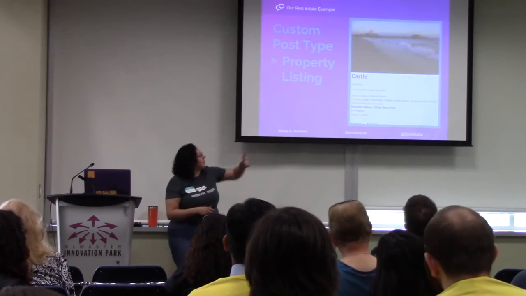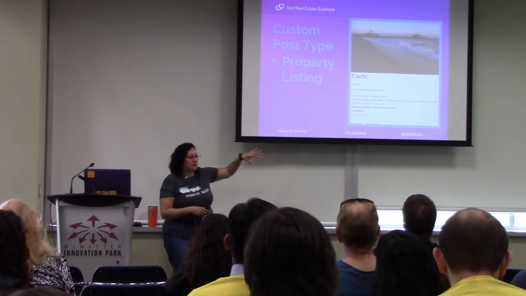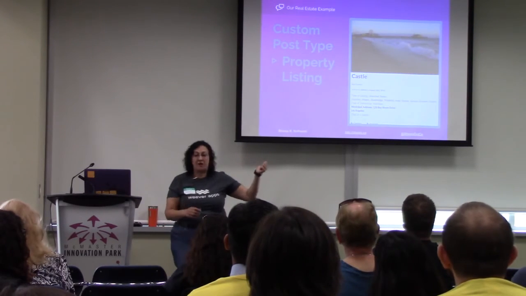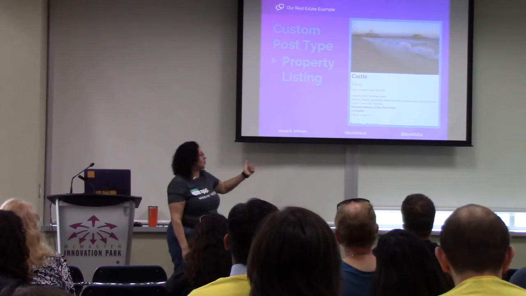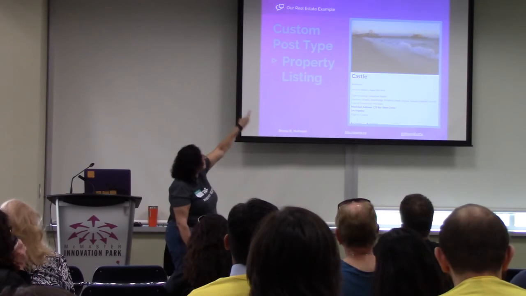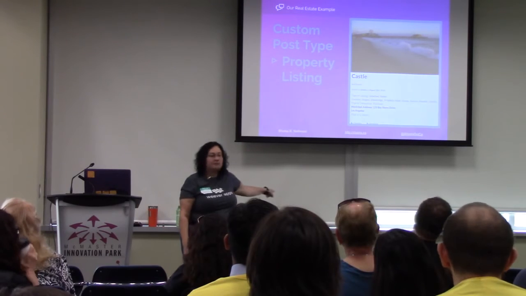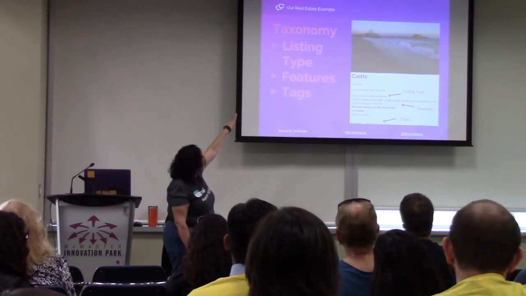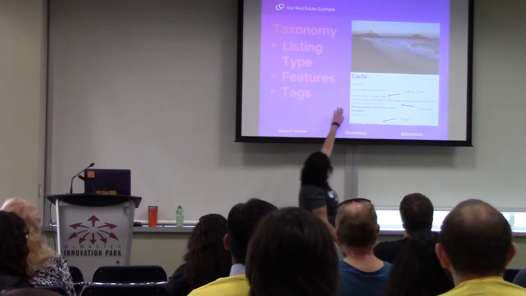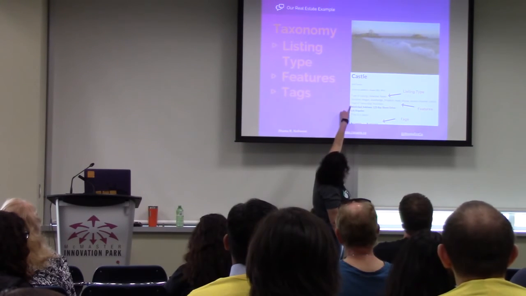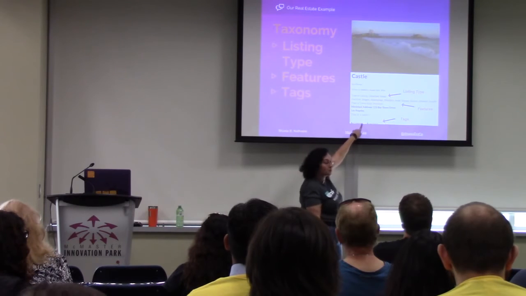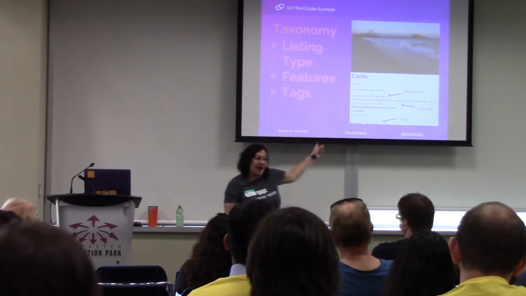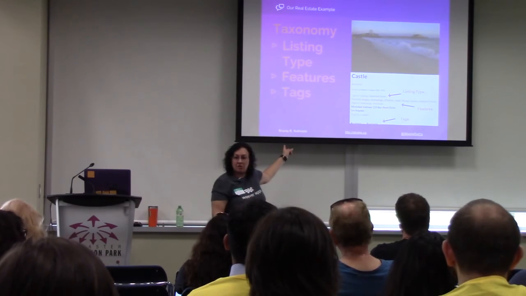So to give you an idea, this was an example that I did on a demo site of mine, which I'm still yet to find, so I apologize. I'm going to find this demo, either that or I'll just rebuild it. So a custom type is the property listing, okay? The taxonomy is a listing type, right? So the type of listing, the type of ownership, and the tags I can also use, right, which are our features.